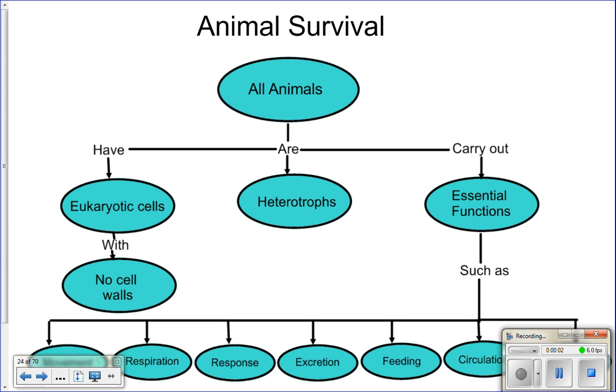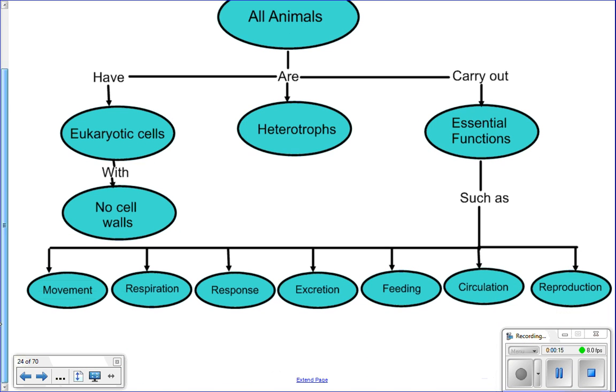So as we saw in this slide, in this flow chart, we saw a summary of what all animals have, what all animals are, and the 7 essential functions that all animals need to carry out. And so you can see those below. That's movement, respiration, response, excretion, feeding, circulation, and reproduction.